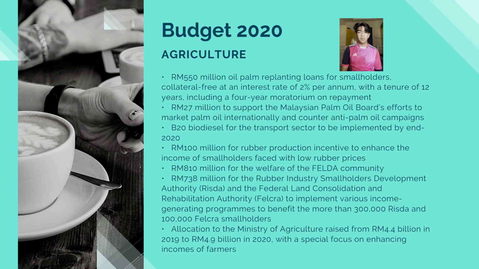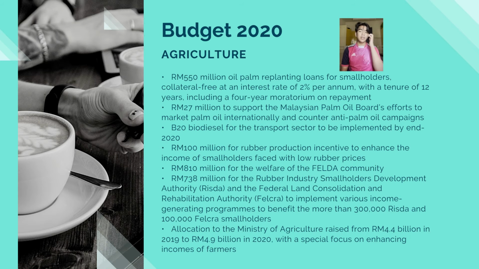810 million has been spent for the welfare of the Felda community, and 738 million for the Rubber Industry Smallholder Development Authority (RISDA) and the Federal Land Conservation and Rehabilitation Authority (FELCRA) to implement various income generating programs to benefit more than 300,000 RISDA and 100,000 FELCRA smallholders.